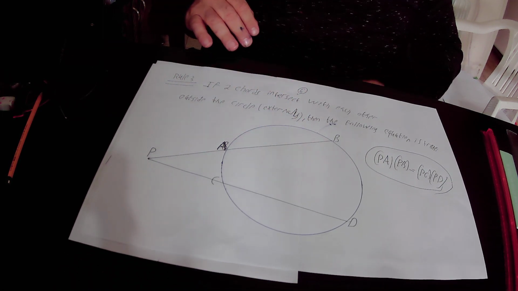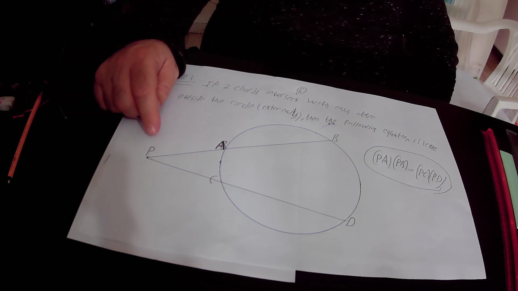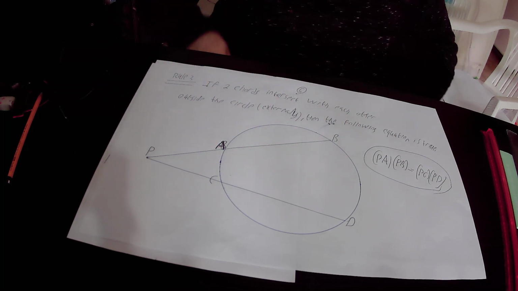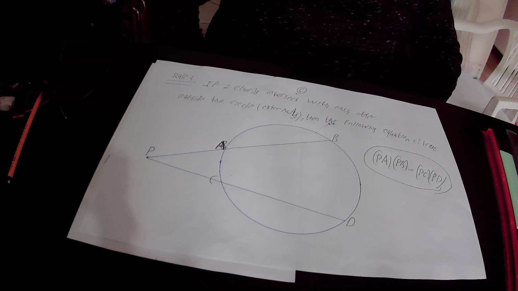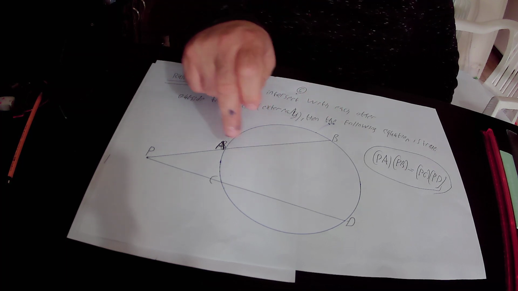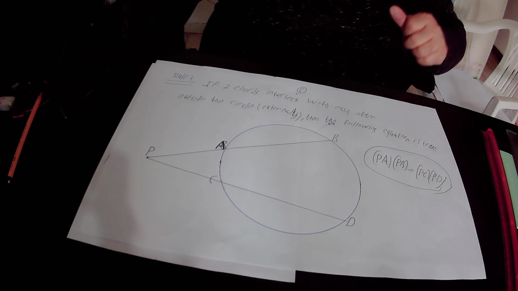We have this circle and we have the external point, point P. Point P is the intersection point of those two chords. And whenever you have two chords of a circle that intersect with each other externally, outside the circle, then the following formula is true: PA times PB equals PC times PD.